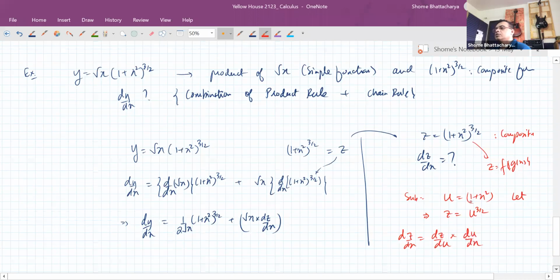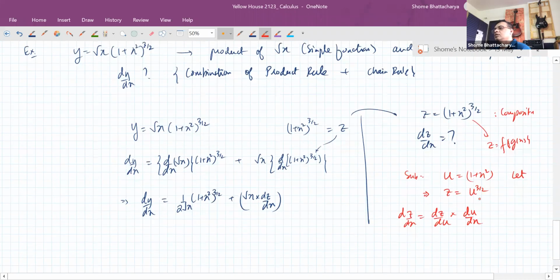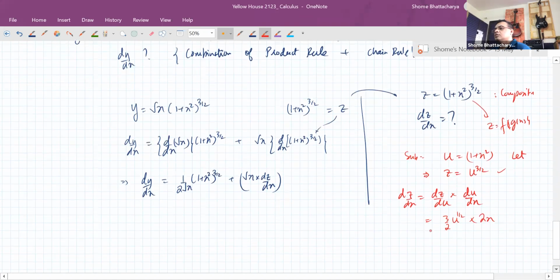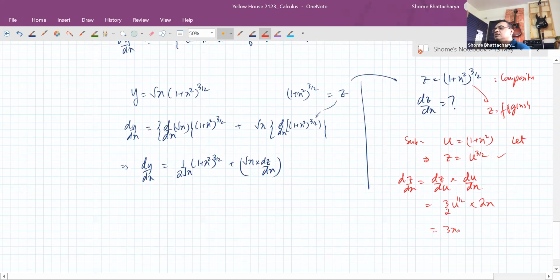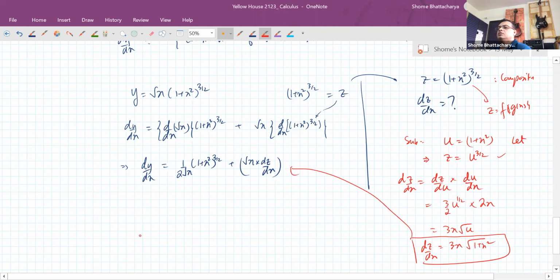So dz by du is this thing's differentiation. So that's 3 by 2 into u to the power half, into du by dx, which is this thing's differentiation. So that's 2x. So that is 3x root u, and we substitute this. So this is 3x square root 1 plus x squared. So that is now my dz by dx. So having got this, now I will put this back in the original.